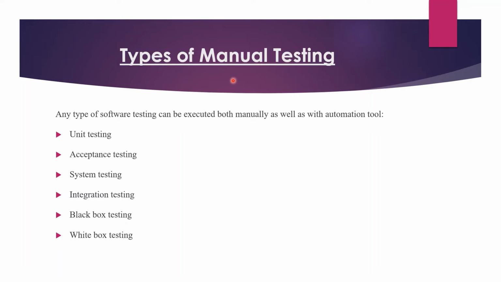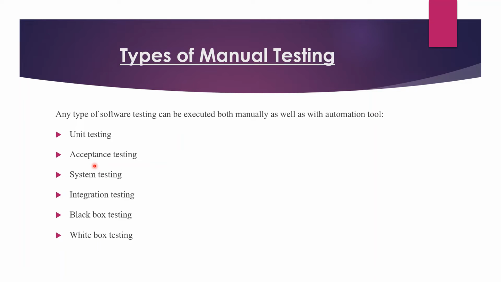Types of manual testing. Basically, any type of software testing can be executed both manually as well as with an automation tool, but some of them are listed as follows. Unit testing. Unit testing is basically done by the developer team at the time of developing the applications. They test each module at the time of developing the applications. So they use before class and after class. By using JUnit, if the application is made in Java, they use JUnit to test the application.